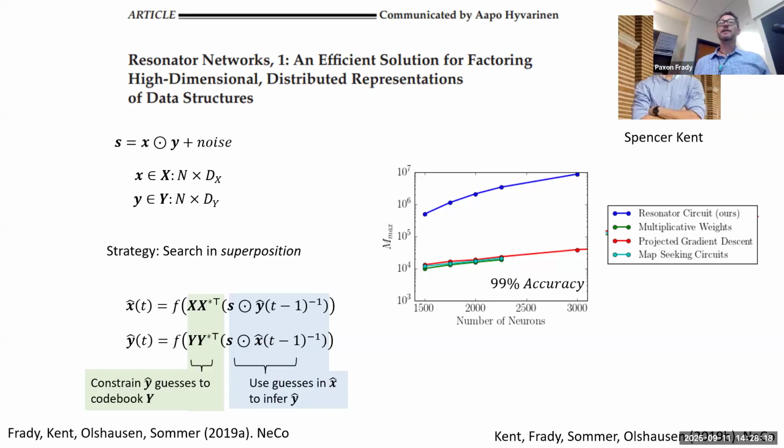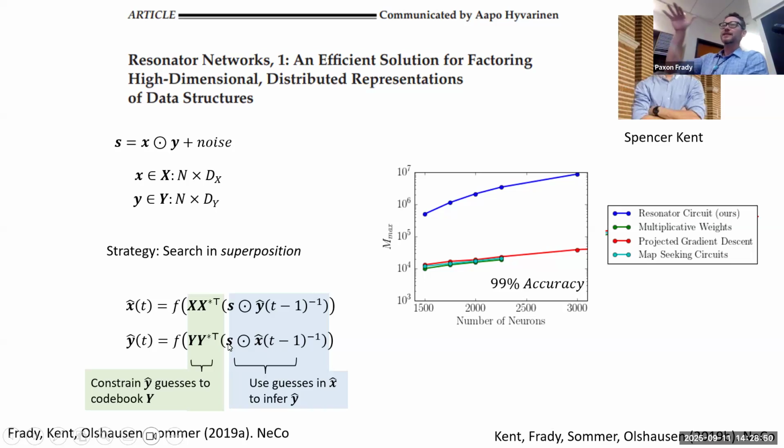In VSAs, what we can do is this thing we call superposition and put a bunch of things on top of each other all at once. The idea is we can put every possible guess for X in as a vector all at once by just adding them all together. So now we added all the X's together. This is our superposition guess for every possible X. And now we can infer Y. We use the guesses in X to infer Y by unbinding X from S.